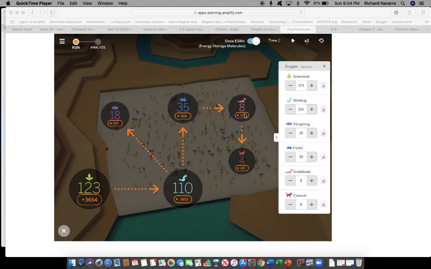The scaleback is the primary food source for the clawcat. So the clawcat only eats the scalebacks. So this would be very interesting to note. If we want to increase the clawcat population, the only resource that it consumes is scalebacks.